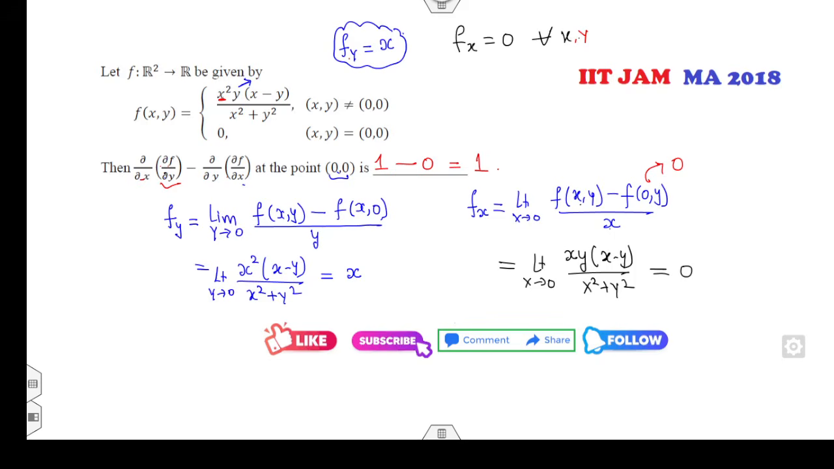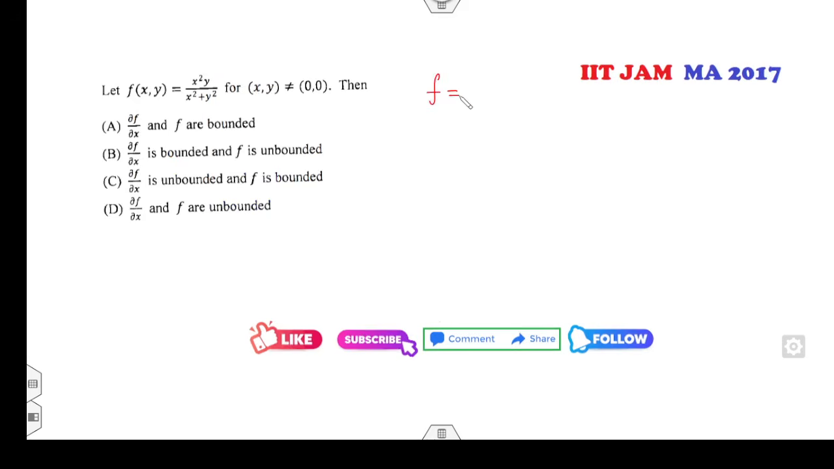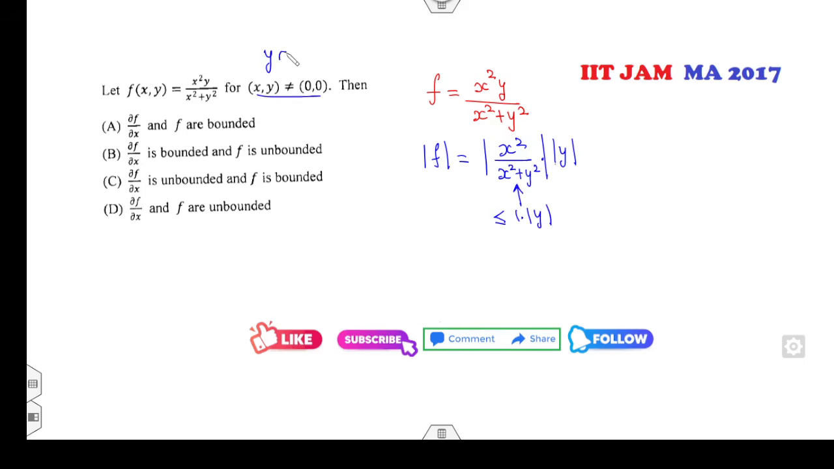Let's do the next one. f is x square y divided by x square plus y square. Check whether it's bounded or unbounded. Let's start with mod of f. x square, find. This quantity will always be less than 1. Fine. And for the y, what is the y? y is part of r cube over r square. So that will go to infinity. That means it is unbounded. So f is bounded.